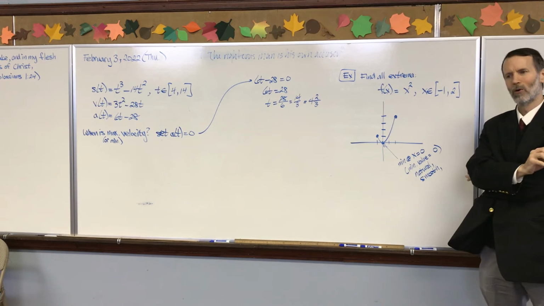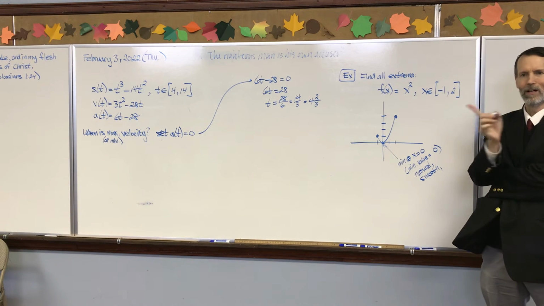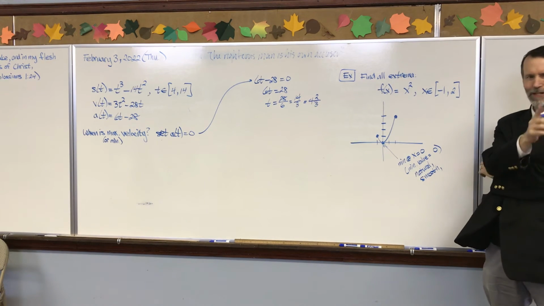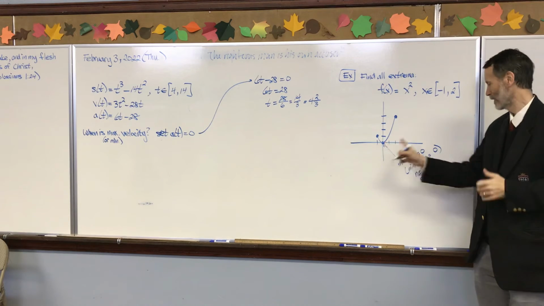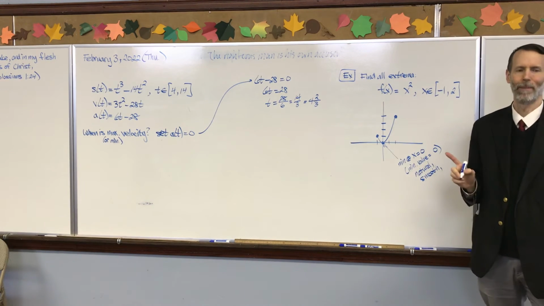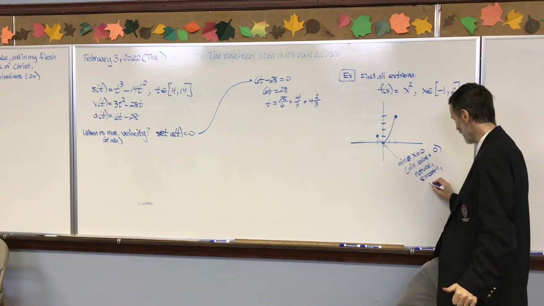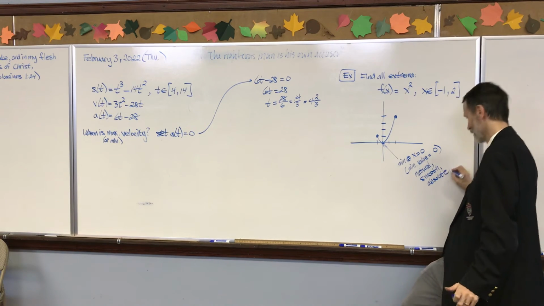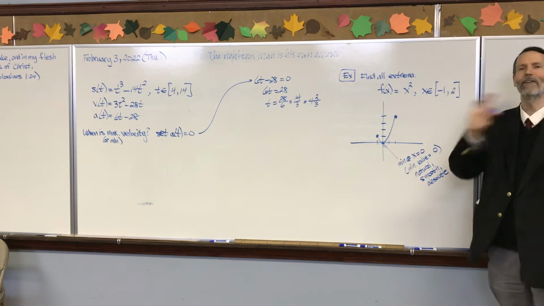Local or absolute? Pete, do this one. Is this a local minimum or an absolute minimum? It's absolute. Why do you say that? It looks like the lowest point in the graph. Correct, and it is. The lowest point in the graph ever.